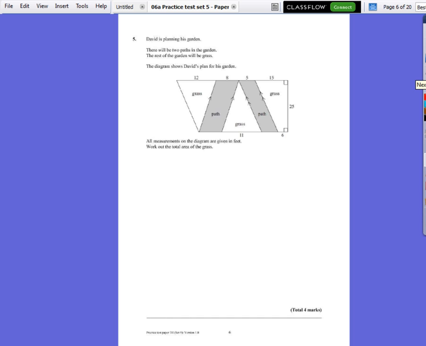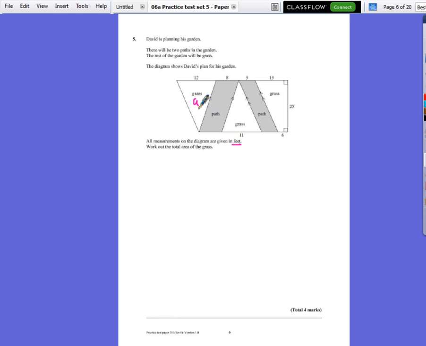Question 5. David is planning his garden. There'll be 2 paths in the garden. The rest of the garden will be grass. All the measurements on the diagram are given in feet. Now, just the fact that it's in feet doesn't matter, it just means your final answer will be in feet squared rather than metres squared like we used to. So give the total area of the grass.